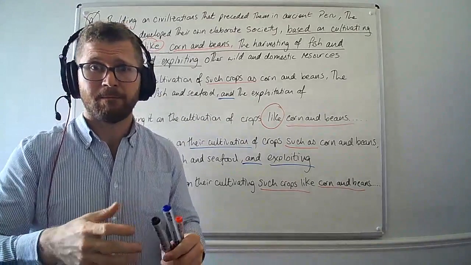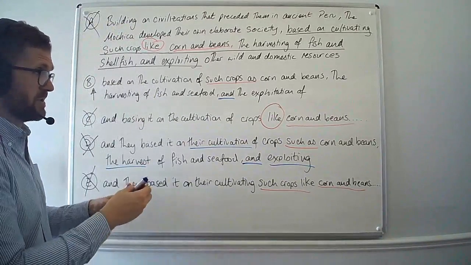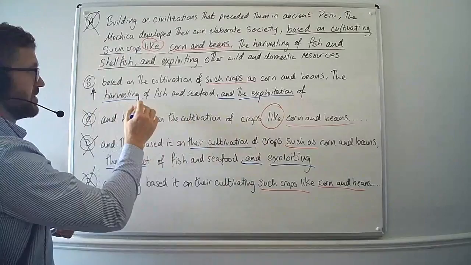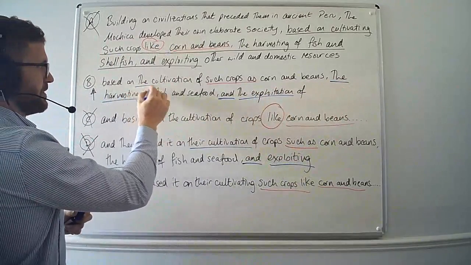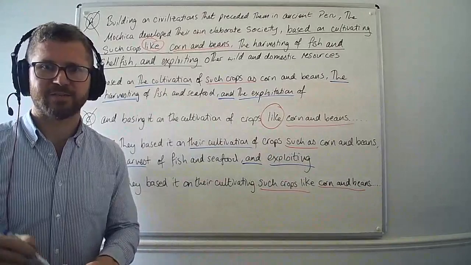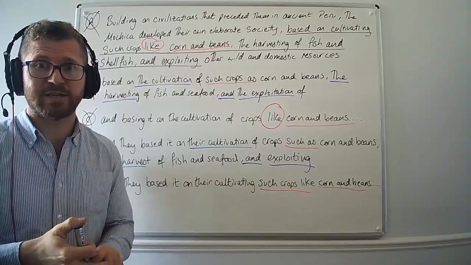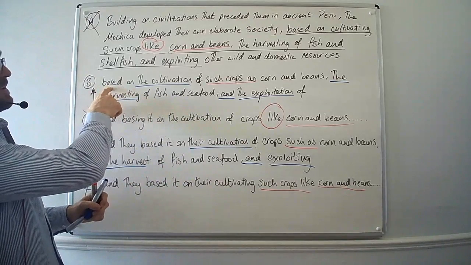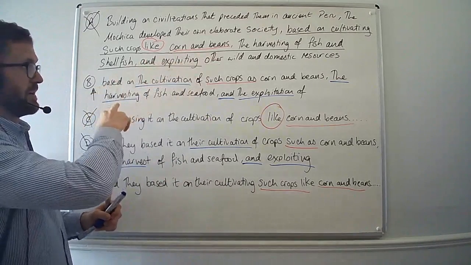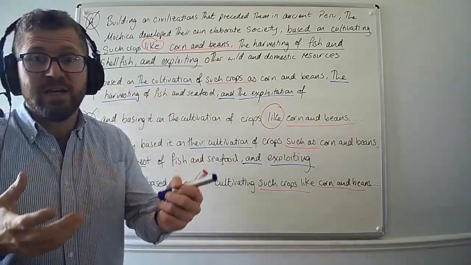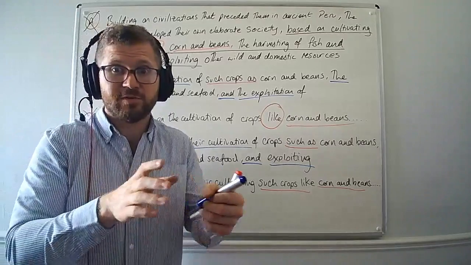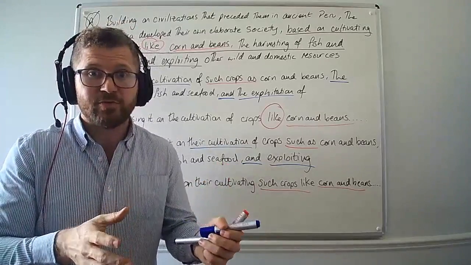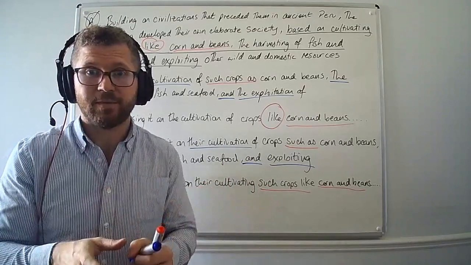Now we can take a quick look at the parallelism just to check, just to compare it to D. In B, I've got the exploitation, I've got the harvesting, and I've got the cultivation. Again, in this case, I've got noun, noun, noun. I've got three nouns that can be parallel in order and can all fit in with the stem that the elaborate society, based on the cultivation, based on the harvesting, and based on the exploitation. The parallelism works in B. I've got the right use of such crops as to introduce the set of examples. I'm not using like there. So for those reasons, B is going to be our answer to this question and not any of the other choices.